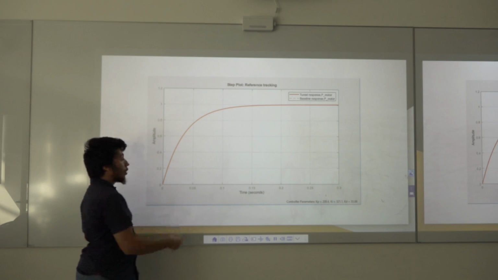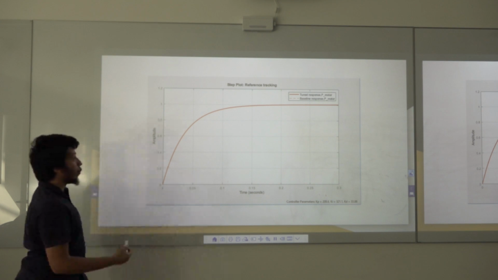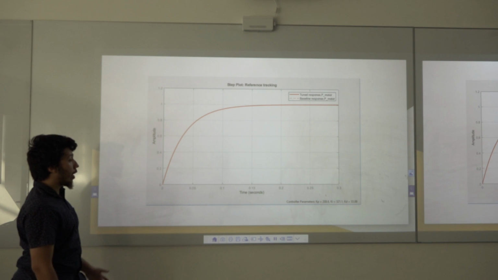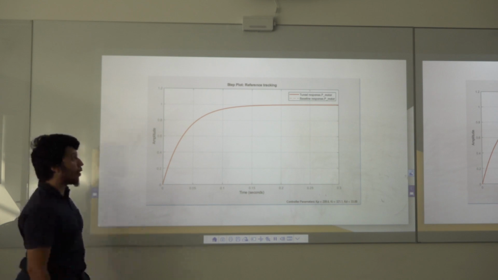The rise time of our system is about 0.1 seconds. Our overshoot is much less than 1%. And so long as our system responds this way, the system should work just fine.